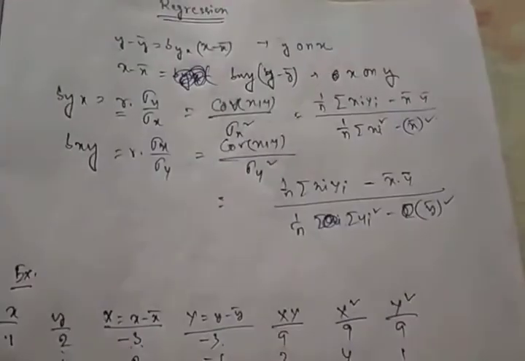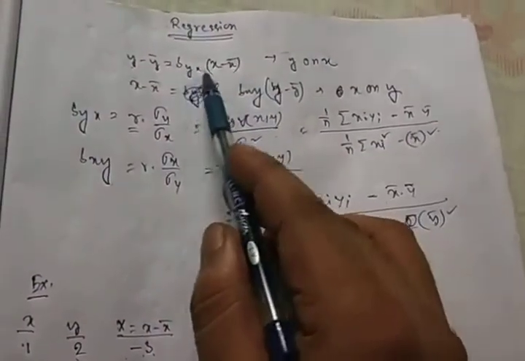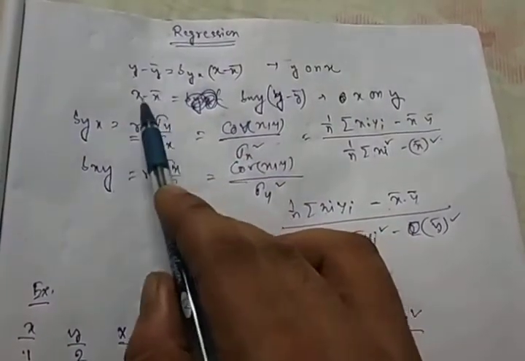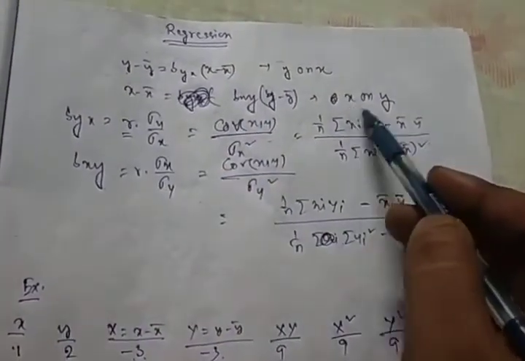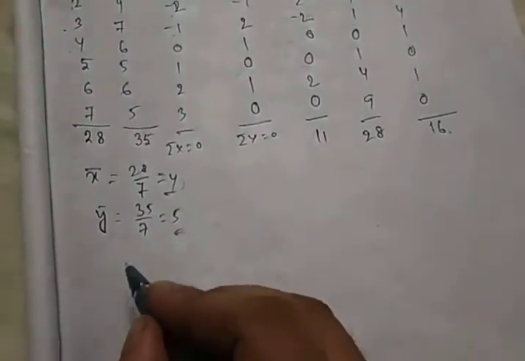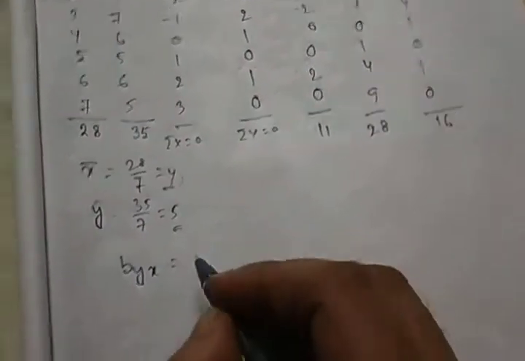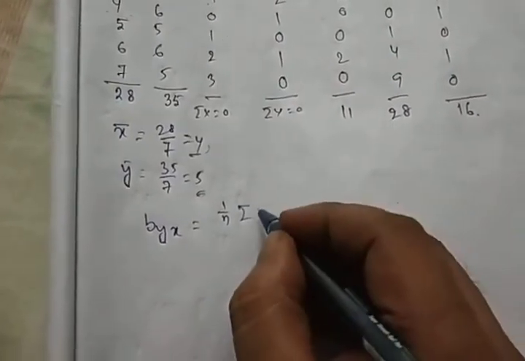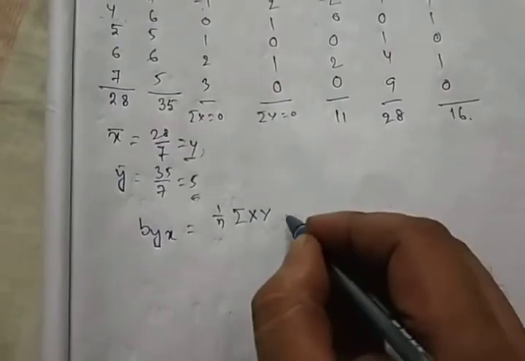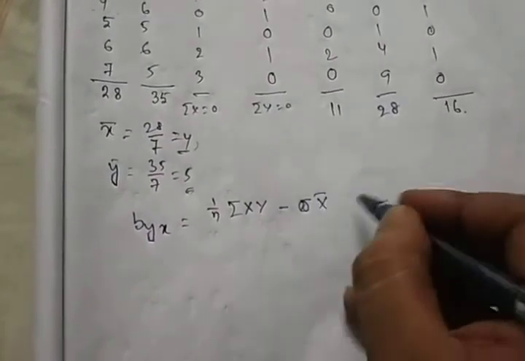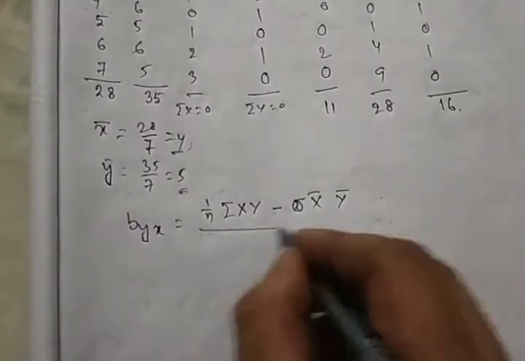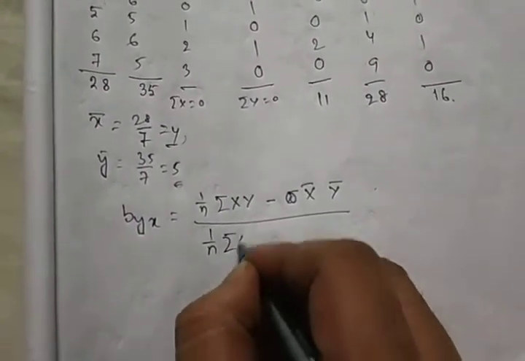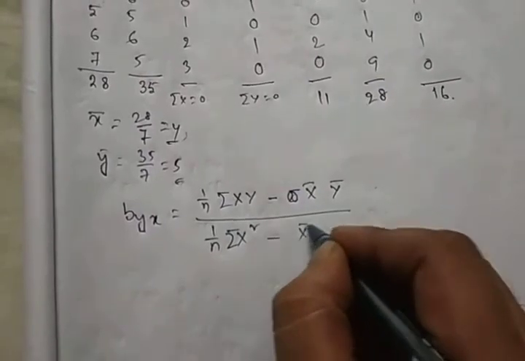And next we have to find byx. And for the regression equation of x on y, we have to find bxy. So we have to find first byx and bxy. Now byx, the calculative formula is 1 by n. As we take the deviation, the formula will be in the deviation form: summation xy minus x bar y bar divided by 1 by n summation x square minus x bar whole square.